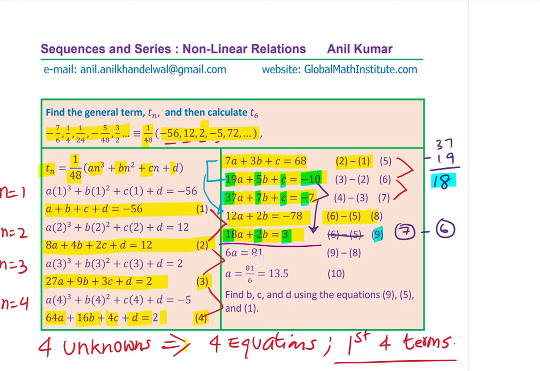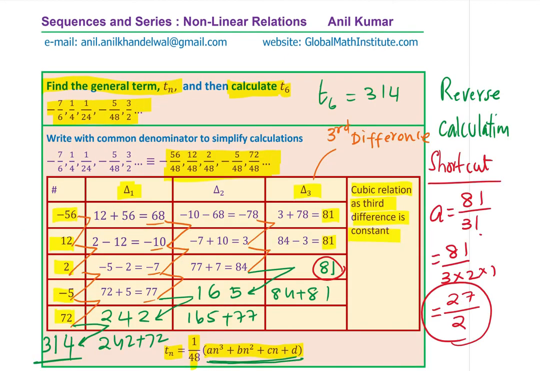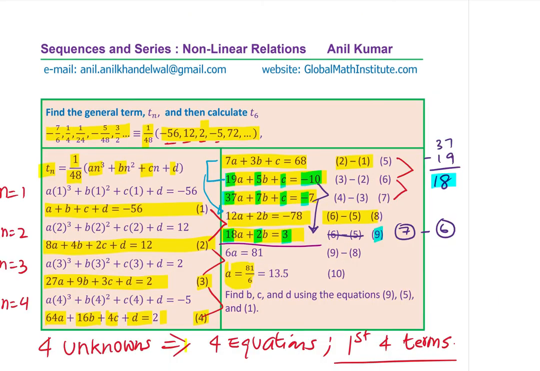So 81, do you see that was our common difference also? And we do get a as 81 over 6. Do you see that? So we did get the value of a, which is very important, 81 over 6. Exactly same as we actually anticipated, right? 3 factorial is 6, correct? So that is how we got the value of a.